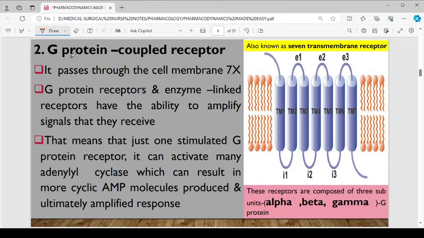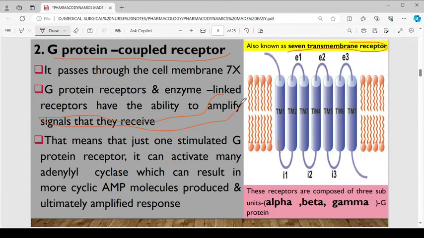Number two is the G protein coupled receptor, and this is also referred to as the 7-transmembrane protein. And you can count it with me. We have 1, 2, 3, 4, 5, 6, 7. All right. So it is called so because it passes through the cell membrane 7 times. All right. These receptors, along with the enzyme-linked receptors that we shall be looking at in a short while, have the ability to amplify signals. All right. They do amplify the signals.